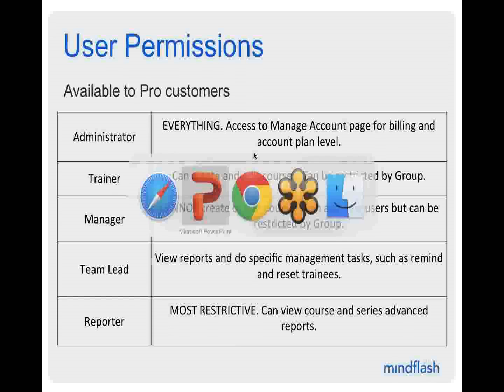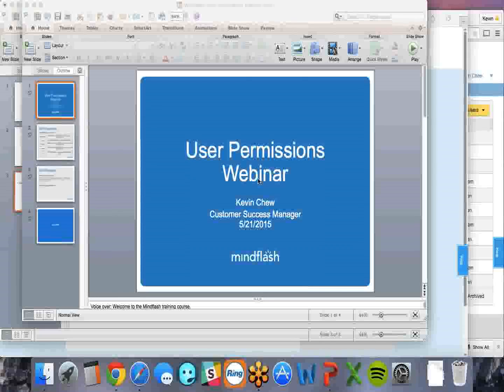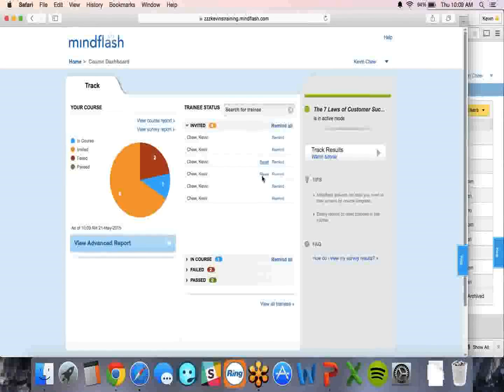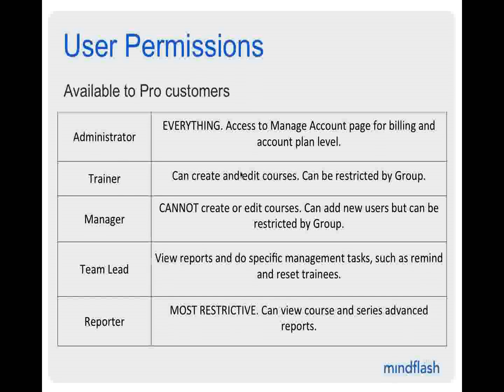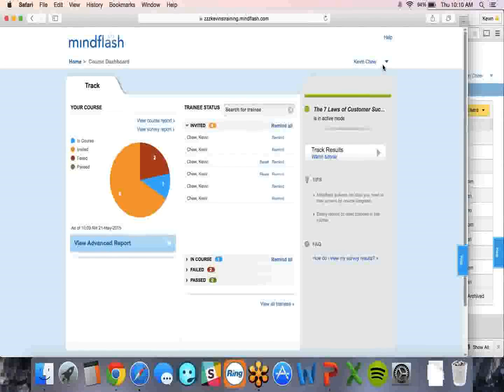It should be mentioned, however, that you will be able to reset and remind trainees for the courses that they've already been invited to. So that would be the role of team lead, and then reporter, being the most restrictive user role, would only have the ability to view courses and series advanced reports. So why don't I go ahead and show you what that looks like.